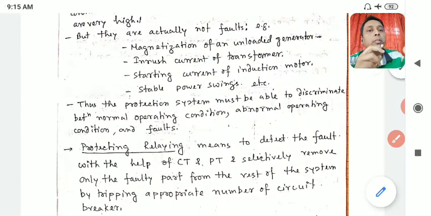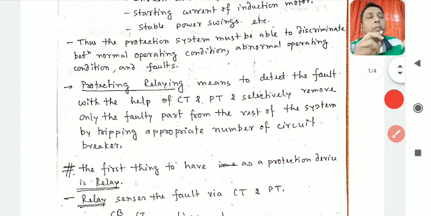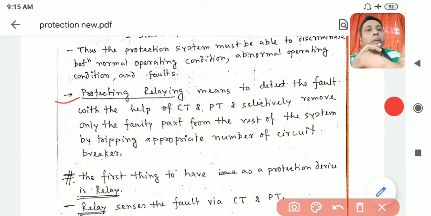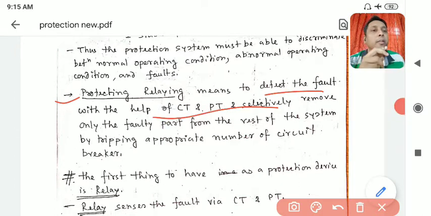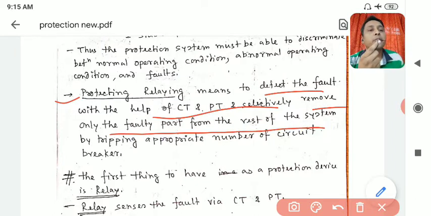So what is protective relaying? If you define it, protective relaying means to detect the fault with the help of CT and PT. It will sense there is a fault through 2 sensing elements, CT and PT. They are the eyes and ears of the protection system, through which it can feel if there is any fault. And then it selectively removes only the faulty part from the rest of the system, not the entire system.